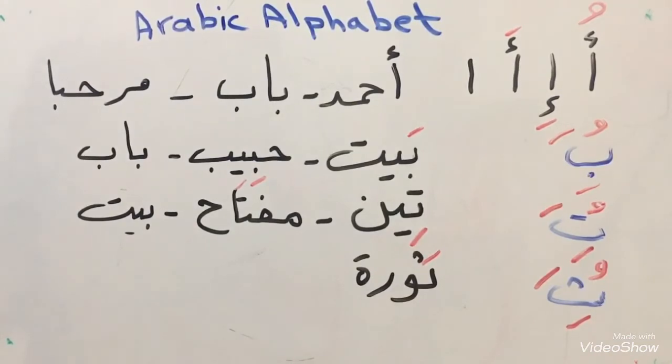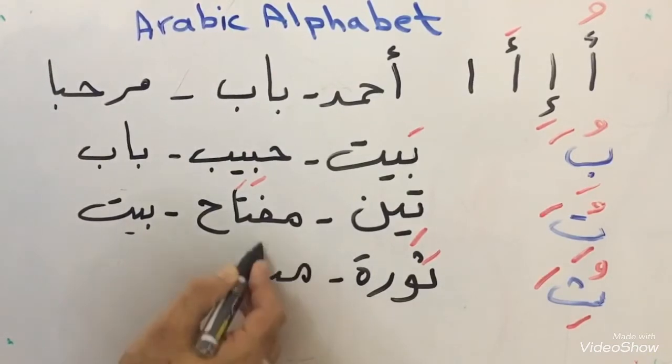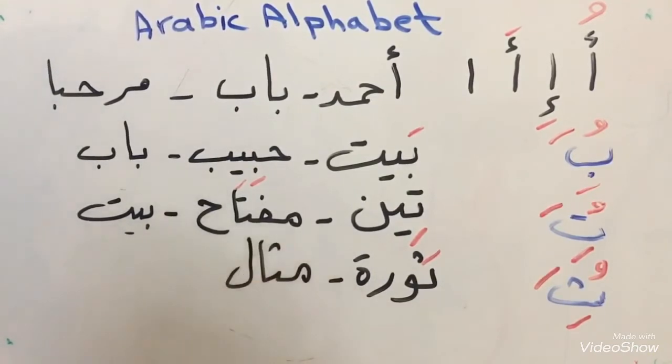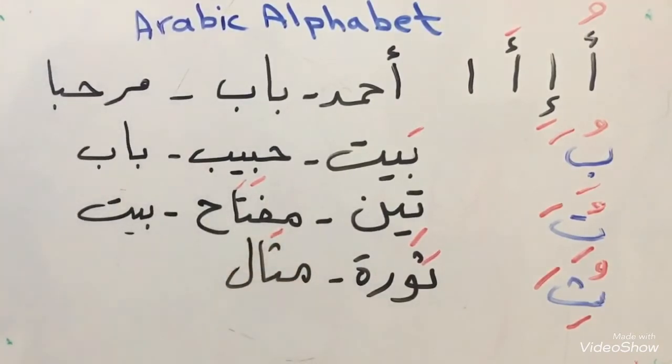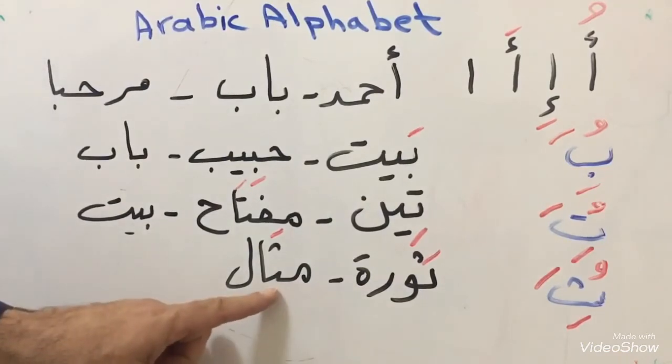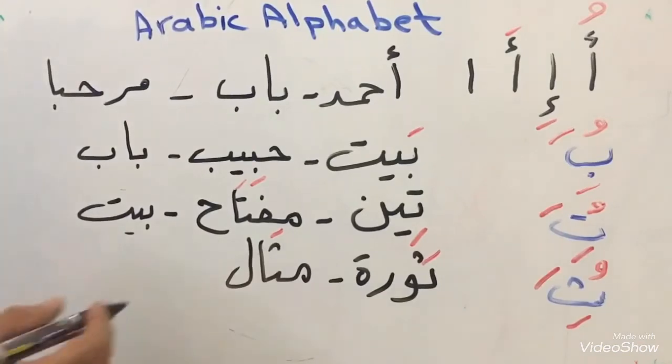In the middle we have mithal. Mithal. Tha has fatha. Mithal means example. We can see how tha comes after mim and before alif.